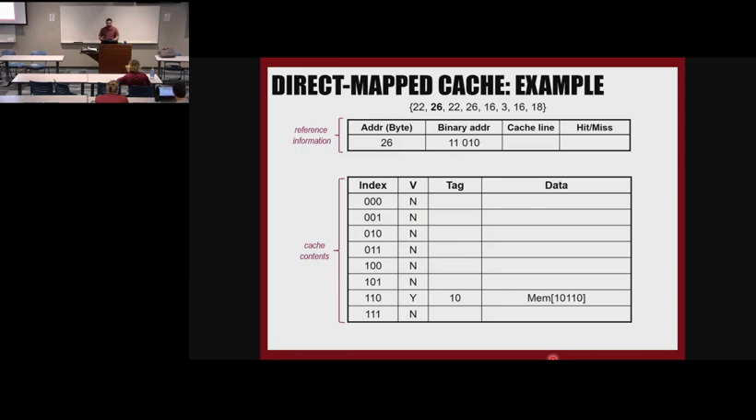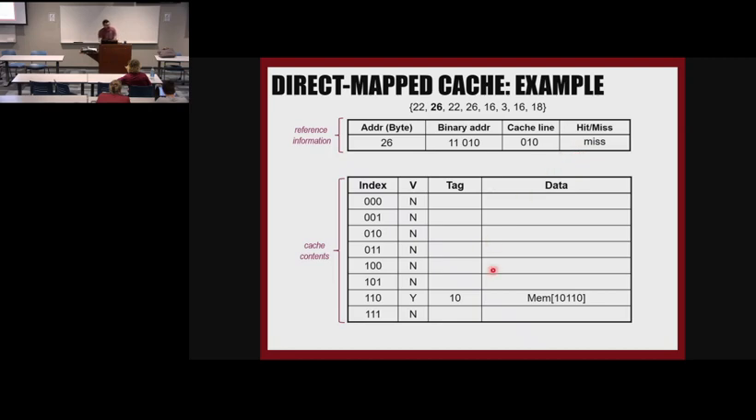So the next one is 26. Maybe you can help me with this. We have the binary address 11010 here. So what would be the cache line? 010. Okay, so then we have to go to the line 010. Would it be a hit or a miss? Miss, because the valid bit is no. Okay, so this is a miss.